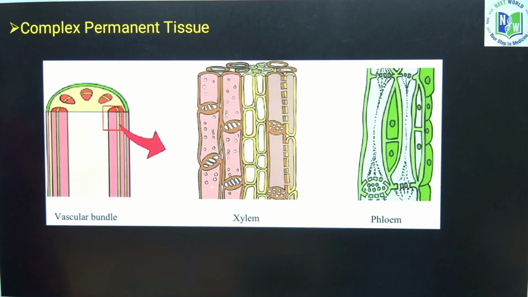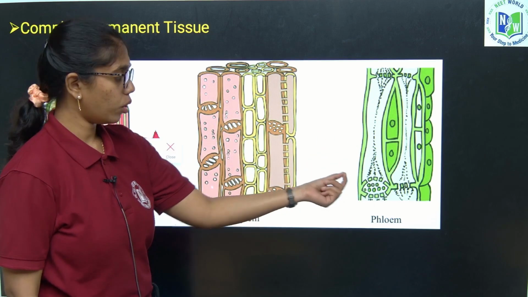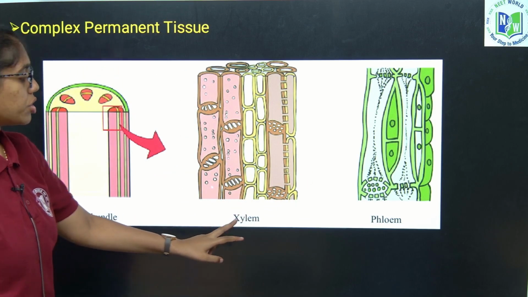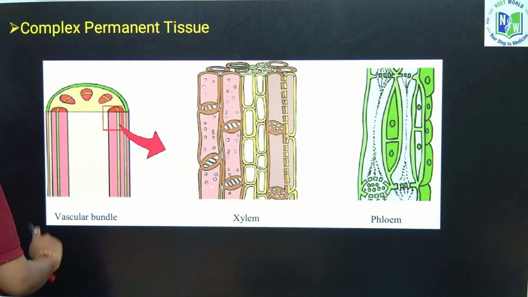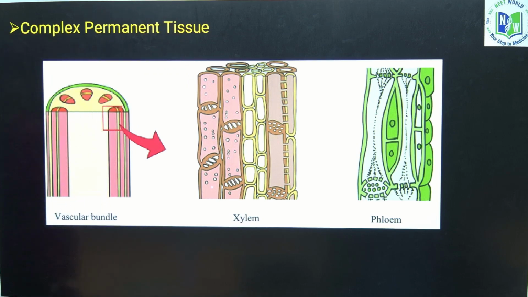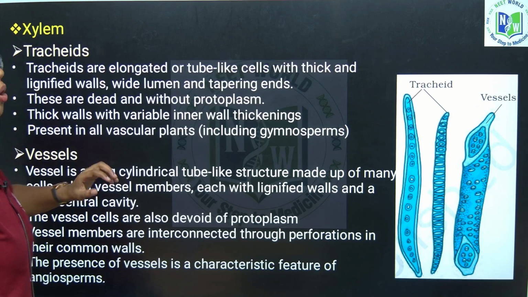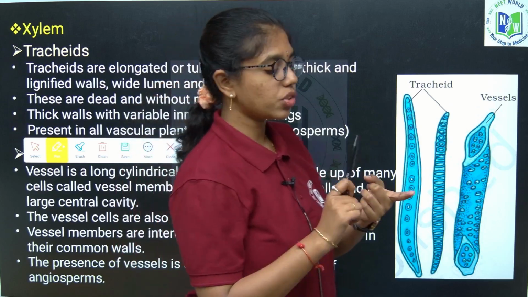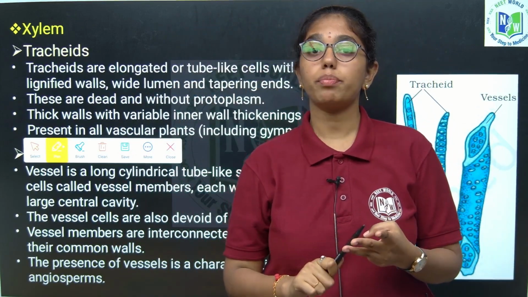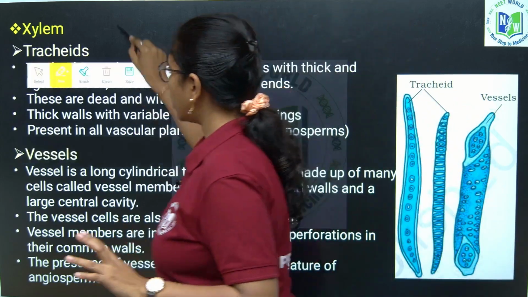Coming to complex permanent tissues, this is the vascular bundle, xylem and phloem. Now we are going to go through the 4 different types of tissues present in xylem and phloem. If we look into xylem, the 4 different tissues, first are tracheids and vessels. The most important thing you have to remember is the structure of each xylem tissue, its function, and in what type of plants that tissue is present.